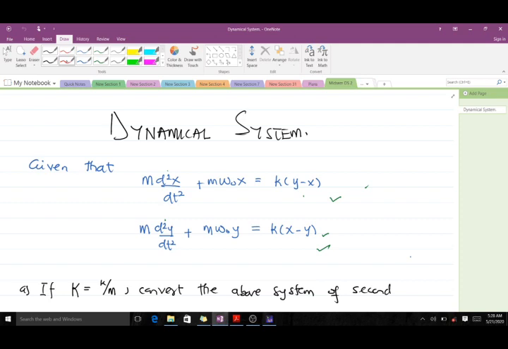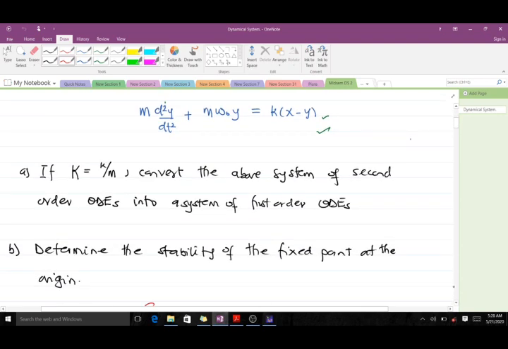So, the A part, we had these two systems of second order ordinary differential equations. And the A part said we should convert it to a system of first order ODEs, and the B part said we should determine the stability of the fixed point at the origin. So we did this. Now we are coming to determine the stability of the fixed point at the origin.